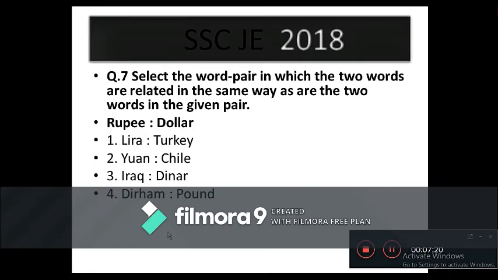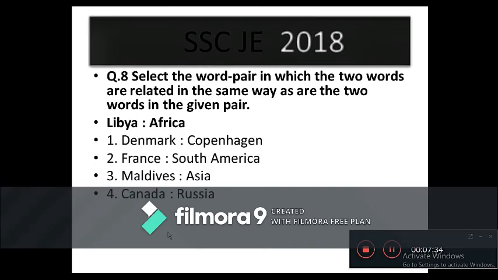Lira and Turkey. Turkey is a country. Chile is also a country. Iraq is also a country. And looking at option number 4, dirham and pound are both currencies. Therefore the option number 4 is right.